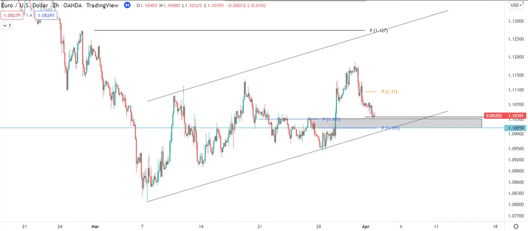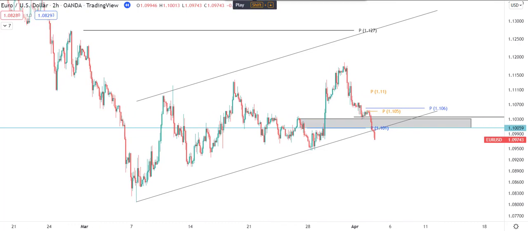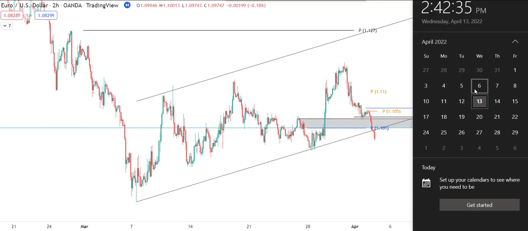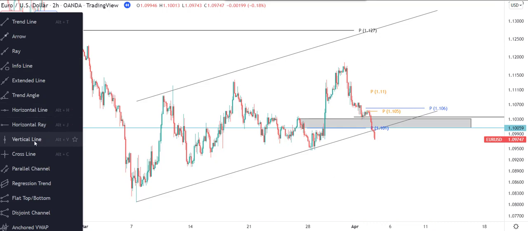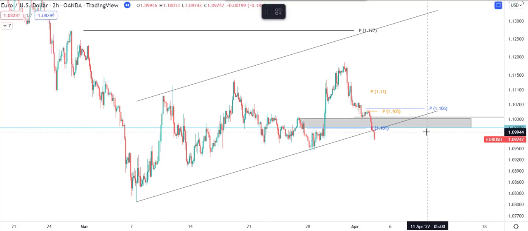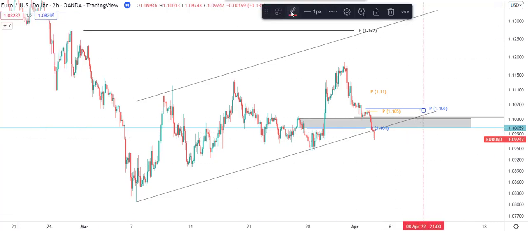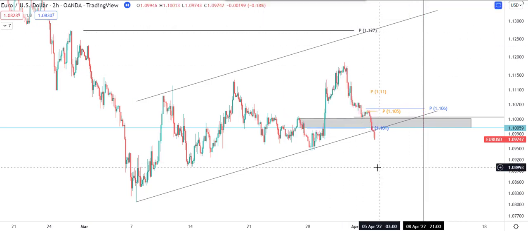Let's fast forward this. Okay, we are still on the first week of April. The first week of April is from the 1st until the 8th. Let's put a vertical line there too. All right, so that is the first week of April here.